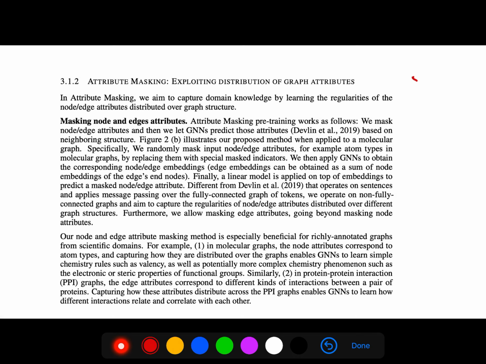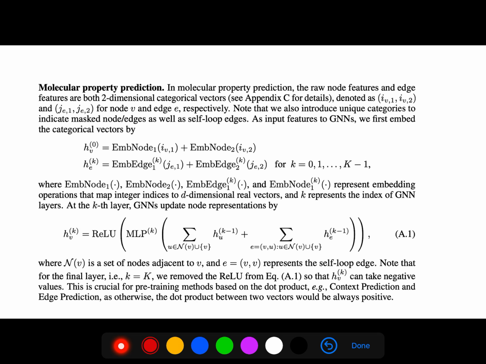But what is the other method, which is attribute masking? It works like this. We mask node and edge attributes, and then we let the GNN predict those attributes. It's a very old idea based on neighboring structure. In molecule property prediction, the raw node features and edge features are both two-dimensional categorical vectors. We also introduced unique categories to indicate masked nodes or edges, as well as self-loop edges.